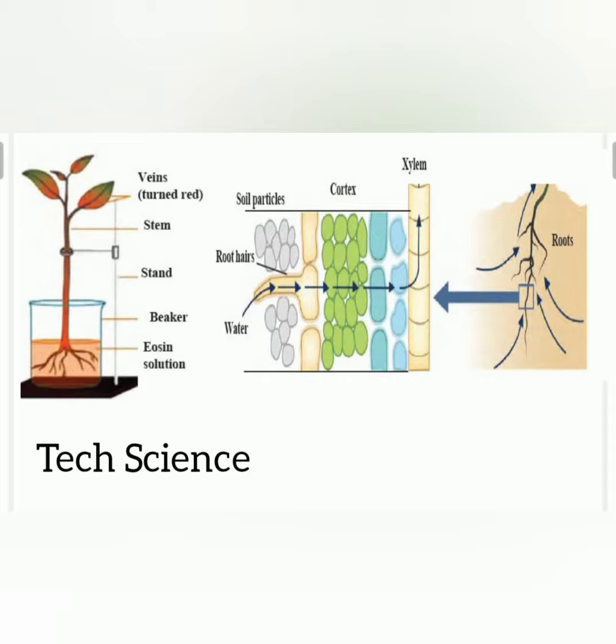So the question is what happened? If you observe the color of the water in a beaker, this is the color of the water, and the same water color you have to observe here. It means that the veins turn red, as the color of the water is also red. Now the question is why this happens? This happens because the water gets pushed in the upward direction against gravity, and this is because of a kind of pressure, and that pressure is called root pressure.